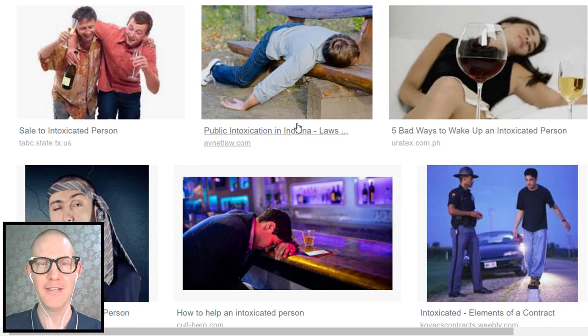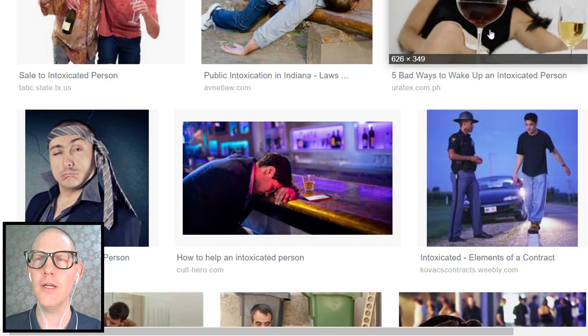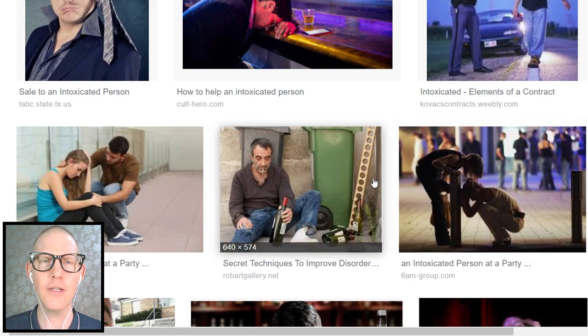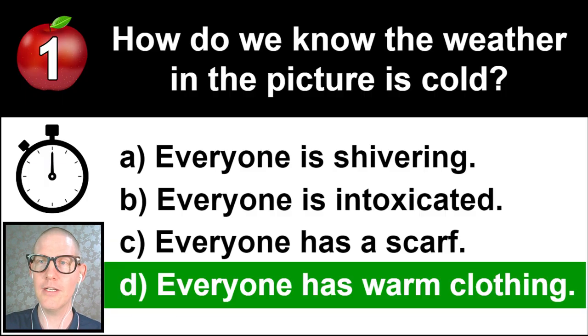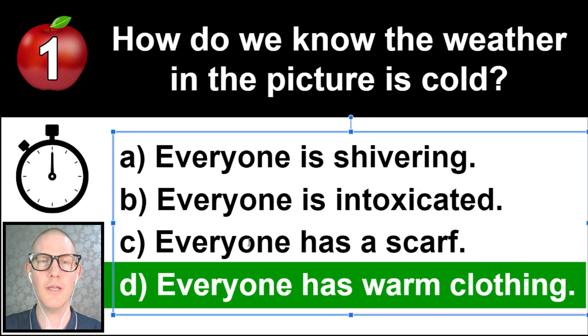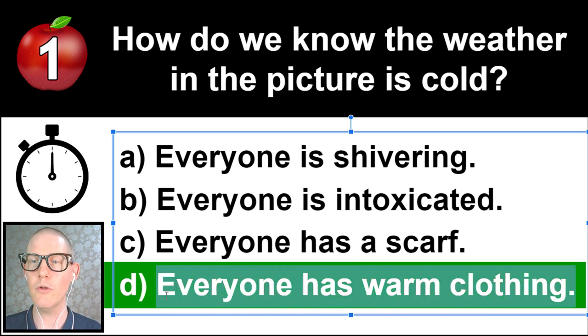They're drunk, right? They've been drinking too much wine, beer, alcohol, cocktails, whatever. They're intoxicated, right? So that's what intoxicated means. And that doesn't work. We didn't have any information about that. Everyone has a scarf. Well, we don't know that either. I think the girl had a scarf around her neck, right, to keep her warm. But the best answer we can be sure of is that everyone has warm clothing. Okay, so D is the best answer.